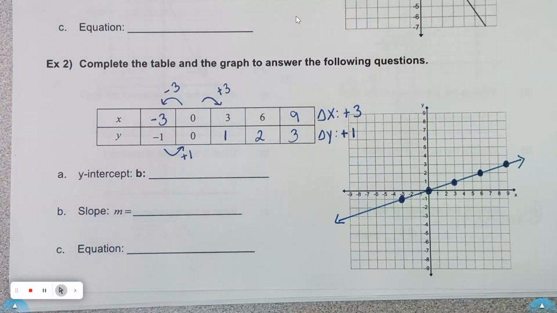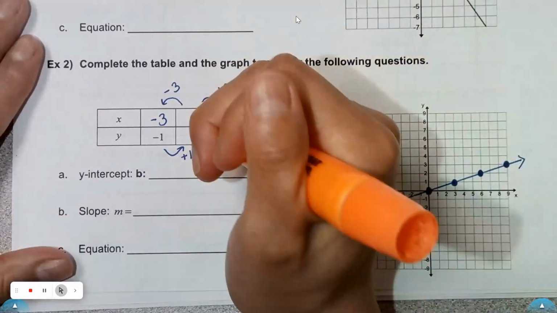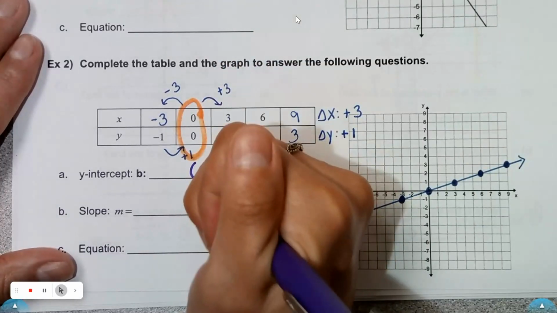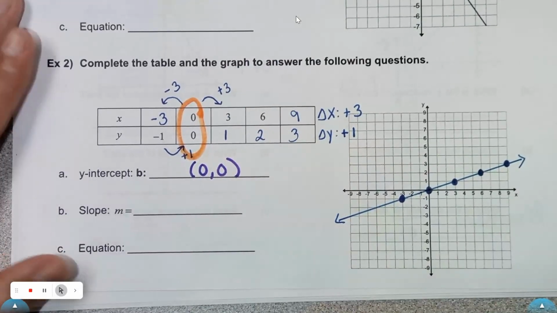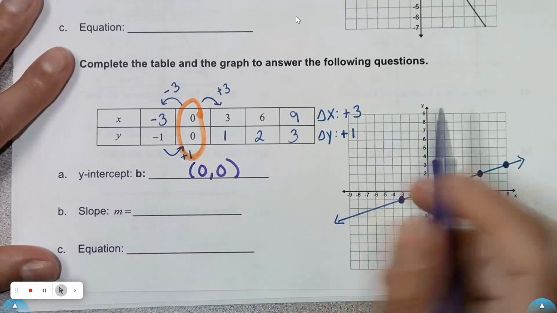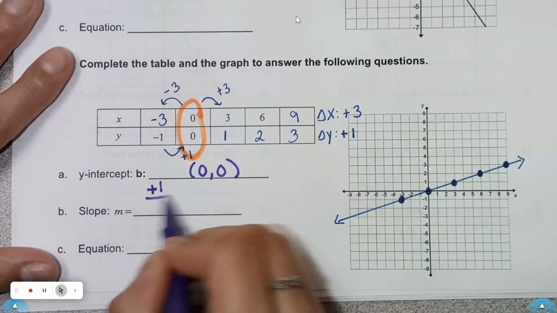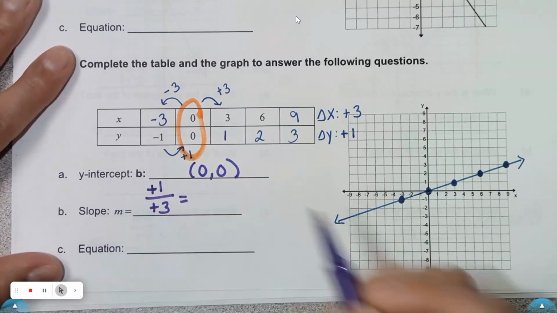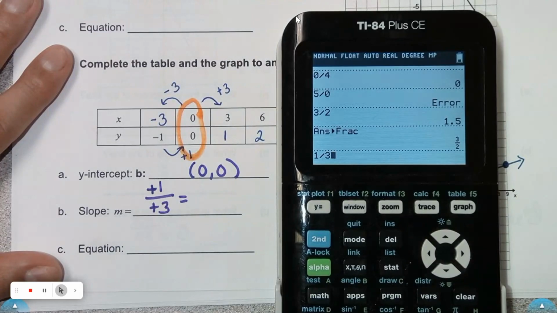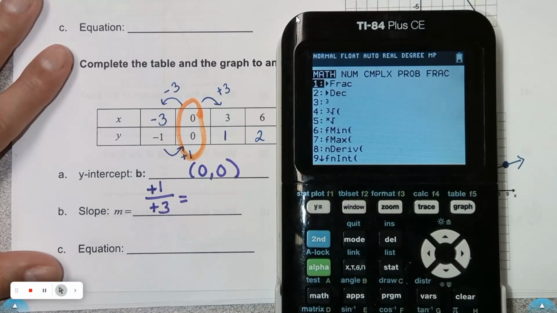My y-intercept, I can look at my graph, I can look at my table. If I look at the table, it's where x equals 0, which is right here. So my y-intercept is at (0, 0). Okay, my slope is my y over my x. My y is plus 1. My x is plus 3. If I put that in my calculator, I get a decimal, math, enter, enter, I get 1 over 3.